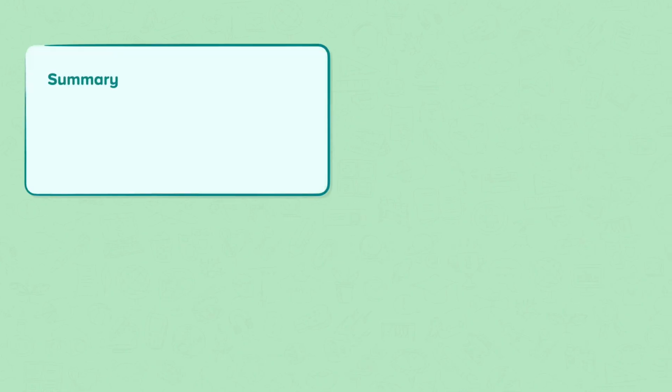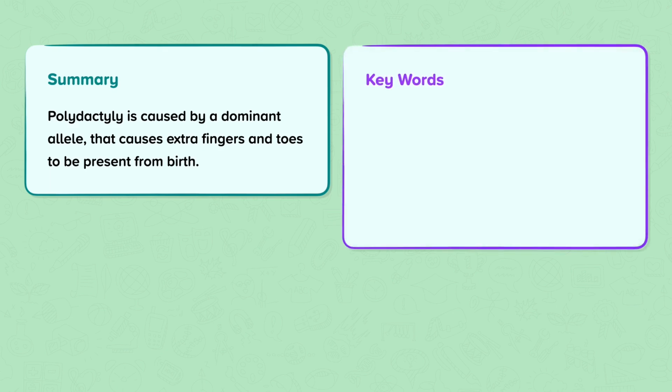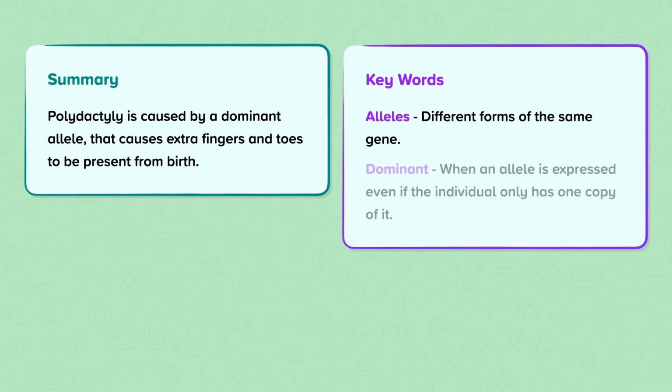In summary, polydactyly is caused by a dominant allele that causes extra fingers and toes to be present from birth. Keywords: alleles, different forms of the same gene. Dominant, when an allele is expressed even if the individual only has one copy of it.